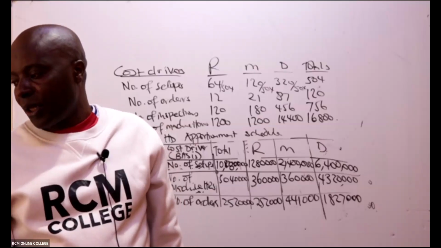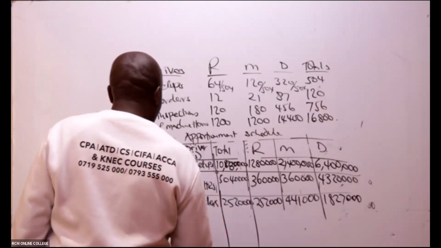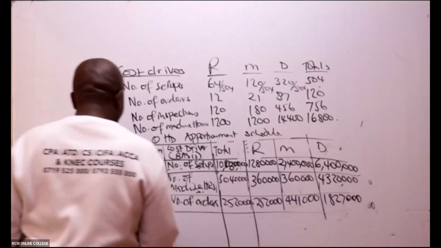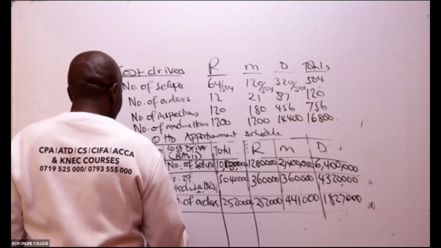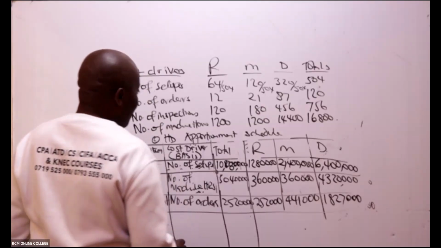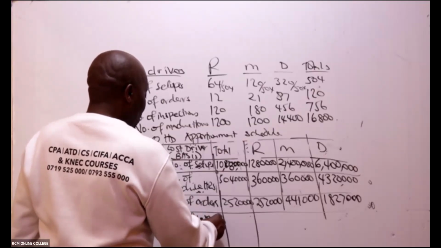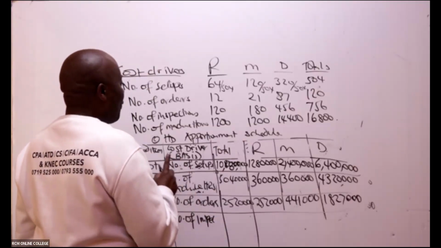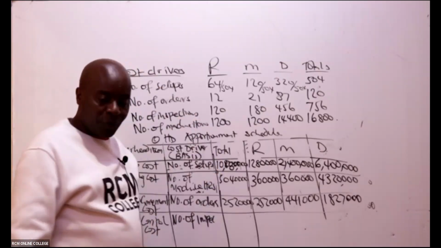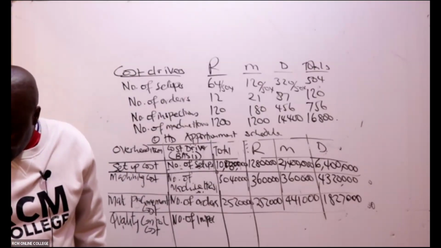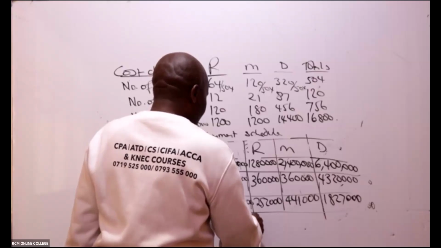Quality control cost. So quality control cost, they have told us to use number of inspections. So we have here number of inspections. Before I even go there, could you kindly give me this total quality control cost? Anybody who could be having a figure for total quality control cost? 75,60,000. Thank you very much.